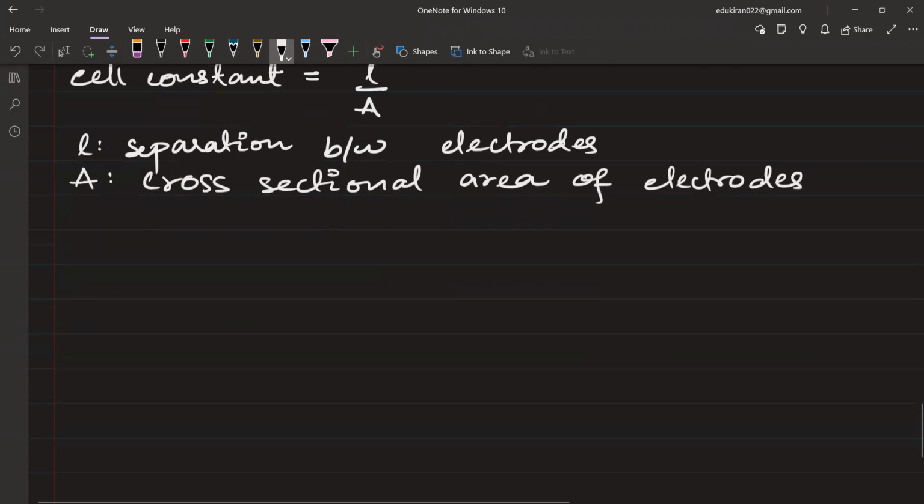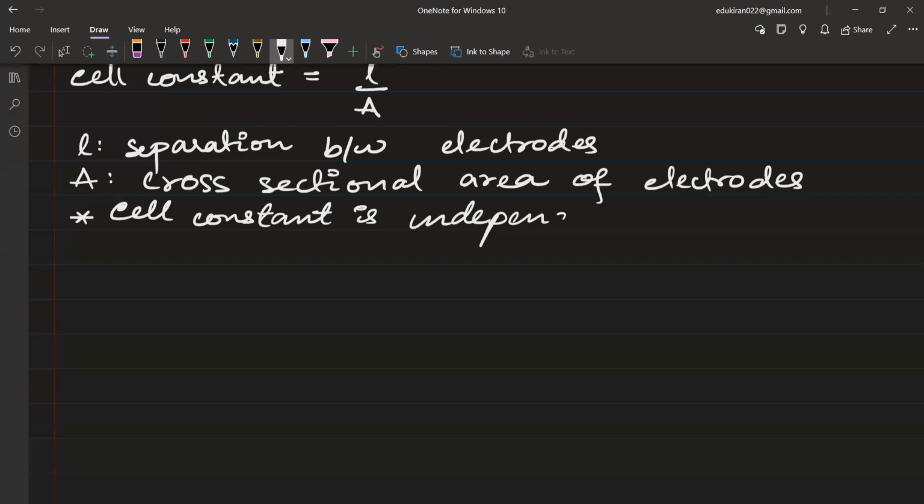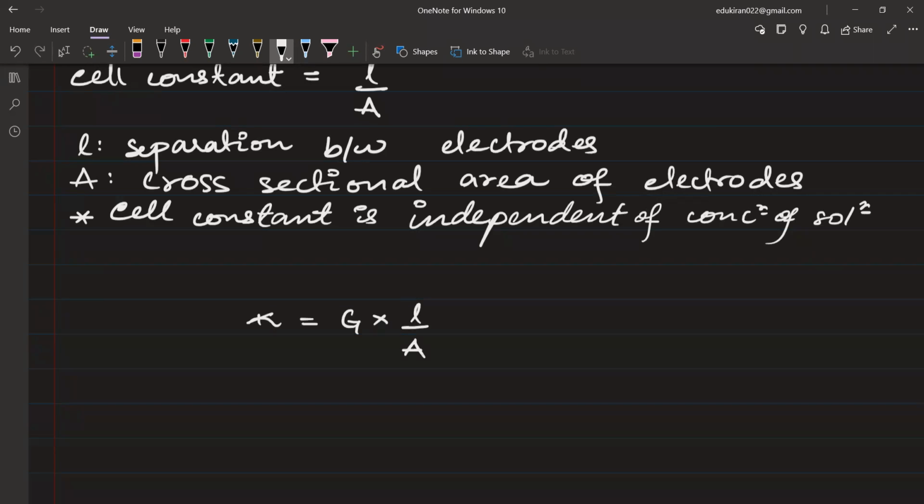Now, another point: cell constant is independent of concentration of solution. It doesn't matter what the concentration is, the cell constant is going to be the same if you have the same cell. Okay. Now we have kappa, and we saw that it is equal to the conductance into the cell constant, that is equal to L upon A.